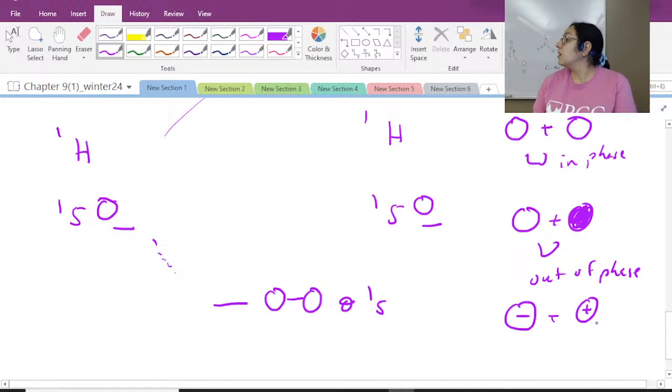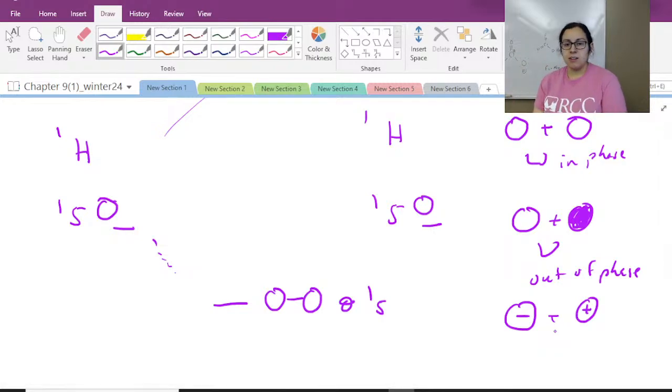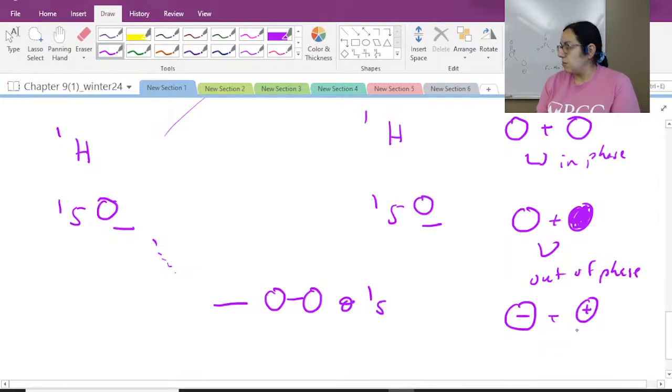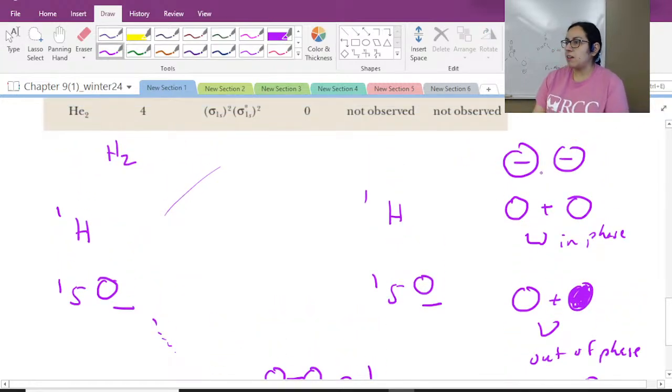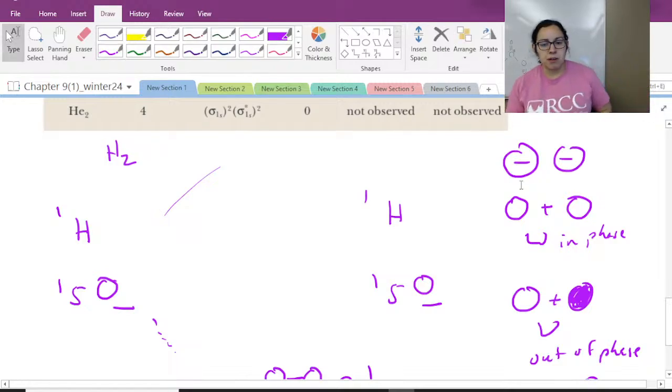So you're just looking for, are they the same, negative, negative, positive, positive, then that means they're in phase, or if they're not matching, out of phase. I'll write that up there. It doesn't matter what we call it, negative, negative. The point is they're in phase so they can match and bond.